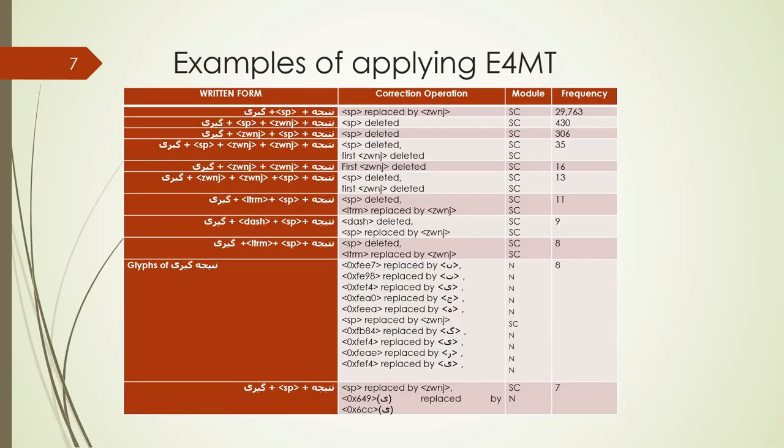This table shows the most frequent representations of the compound word natijegiri, which has been seen approximately 30,000 times in our corpora and in 22 different written forms, which are a mixture of spaces, ZWNJ, and control characters. The most frequent among them has a space between the two parts of this word, which is not desirable. Using different modules of E4MT, all these 22 different forms are converted to a single proper representation, which is natije, ZWNJ, and giri.